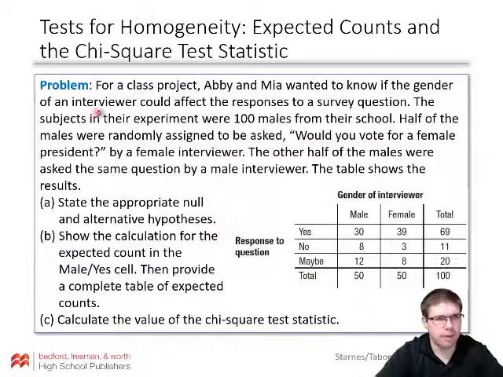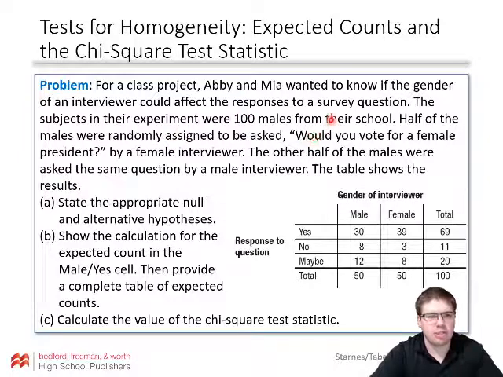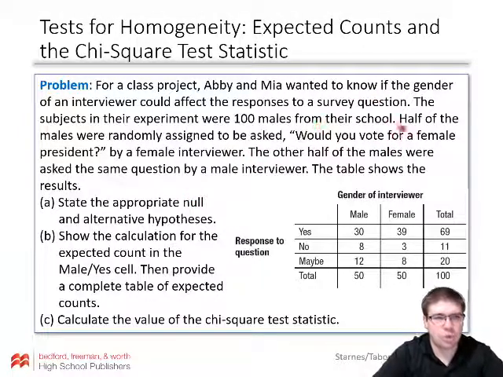All right, so example problem. For a class project, Abby and Mia wanted to know if the gender of an interviewer could affect the responses to a survey question. The subjects in their experiment were 100 males from their school. Half of the males were randomly assigned to be asked, would you vote for a female president? By a female interviewer. The other half of the males were asked the same question, would you vote for a female president, by a male interviewer. A table shows the results. So state the appropriate null and alternative hypothesis, and then show the calculation of the chi-square and so on.